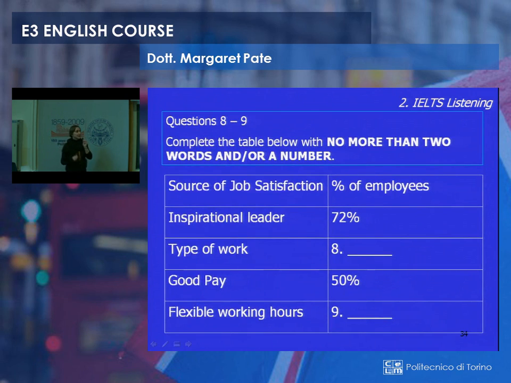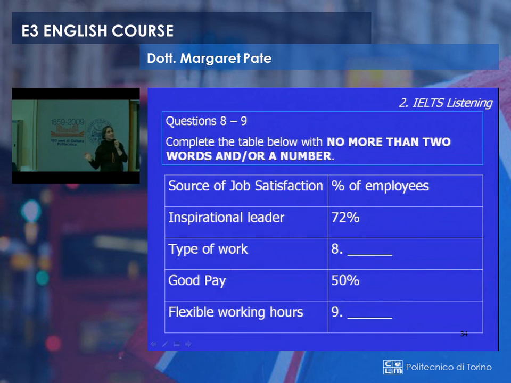Okay. We're going to look at completing a table. Here's an example. What kind of things do you need to look at in a table? Well, first of all, as usual, the instructions, how many words you need to complete each gap. Then, looking at the table, look at the titles of each column, understand what kind of information is in each one.